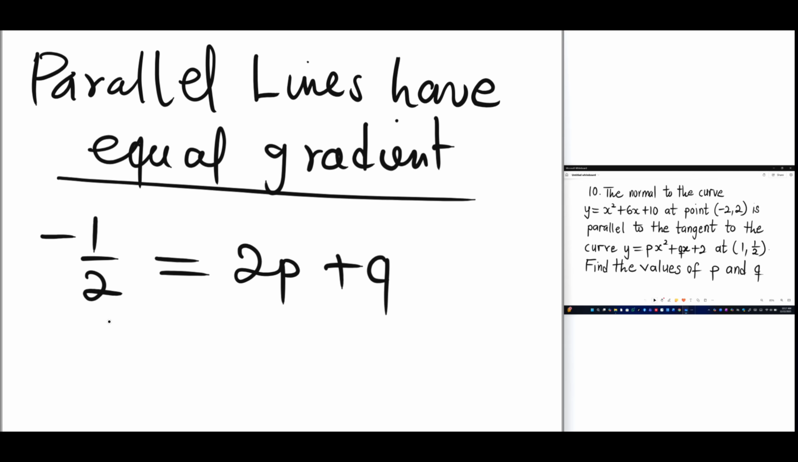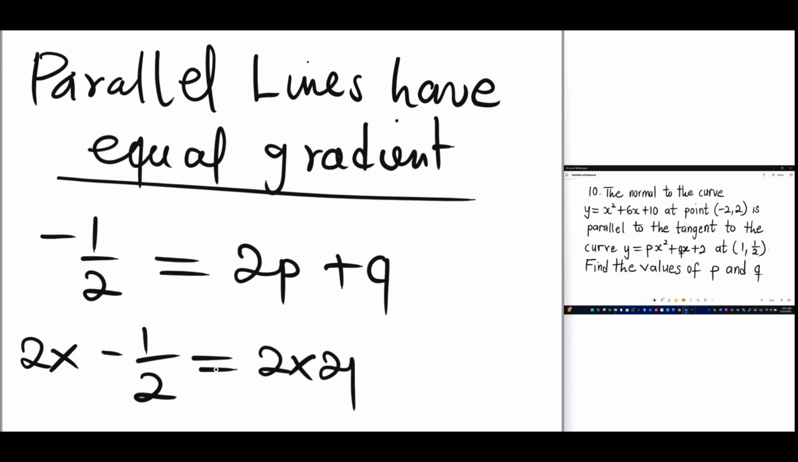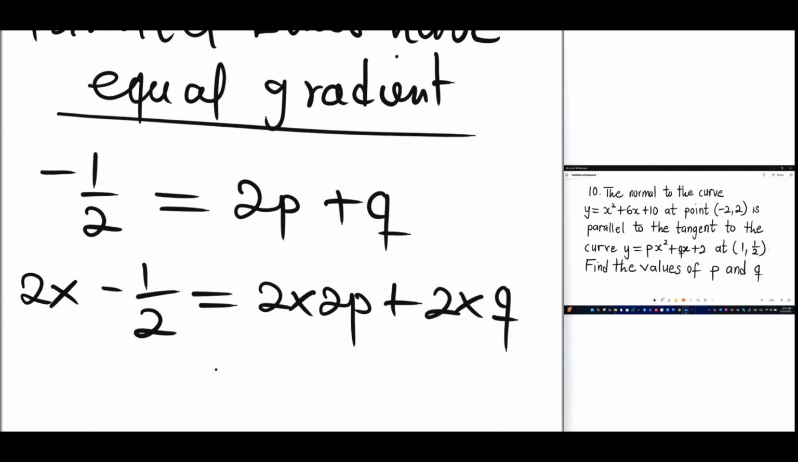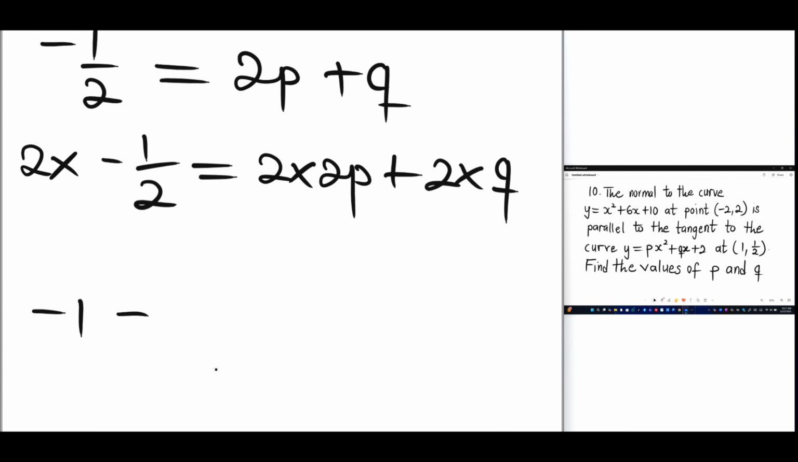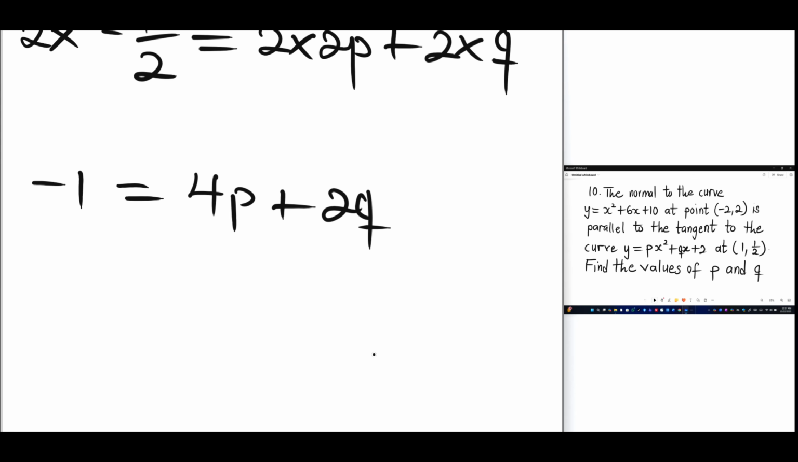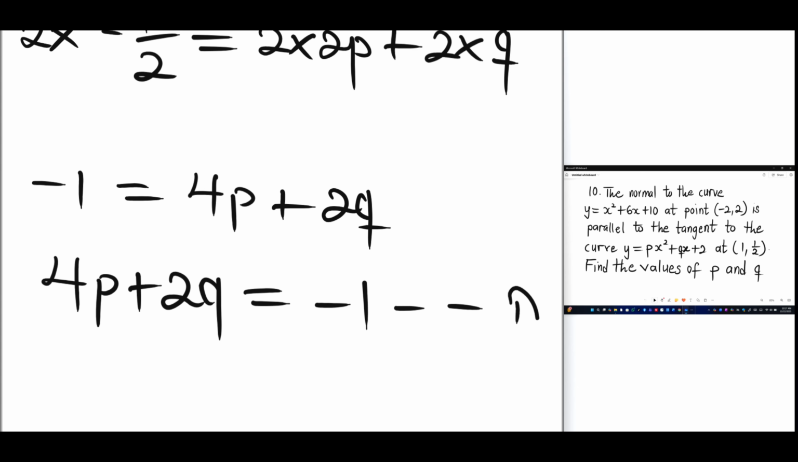All right. So we need to work on our LCM. We have to eliminate the fraction, so we multiply through by 2. So 2 times negative half is equal to 2 times 2p plus 2 also multiplying q. So here we are going to get negative 1 is equal to 4p plus 2q. So we are getting our first equation to be 4p plus 2q is equal to negative 1. So this becomes our first equation.